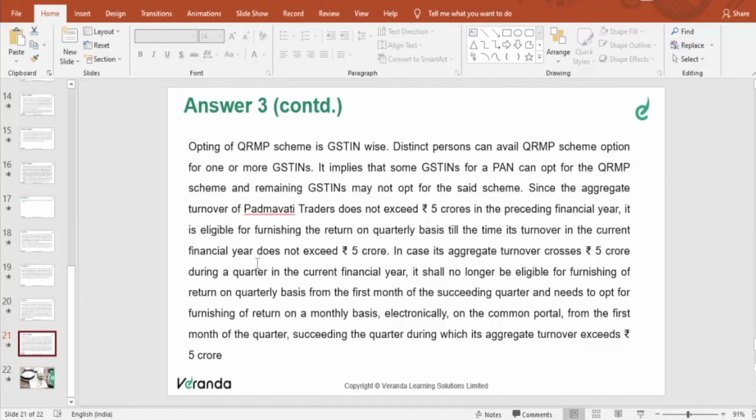Any doubts on this, like until now, what I've taken? Any doubts at all? No, sir, on QRMP. Scheme, monthly scheme, anything at all? No, sir. No doubt.